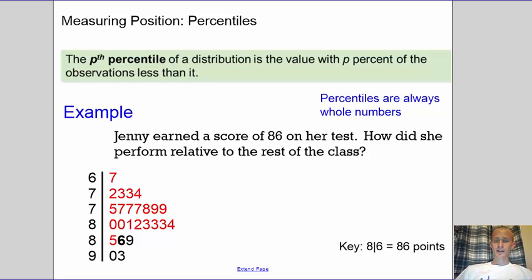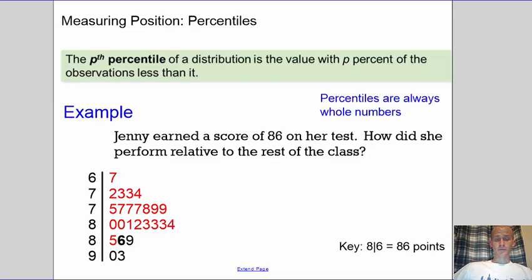So this is an example that I've put together for this lesson. We're going to be referring back to it at different points. This is a stem plot, and with that stem plot, we have some context around it. Jenny earned a score of 86 on her test. So we can tell the stem plot is about test scores, and you can see the one that's bolded, as you transition from red to black. That's Jenny's score. So how did she perform relative to the rest of her class? Using that definition of percentile, we want to know how many scored less than her.